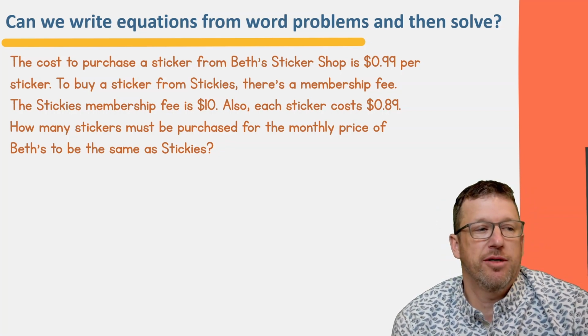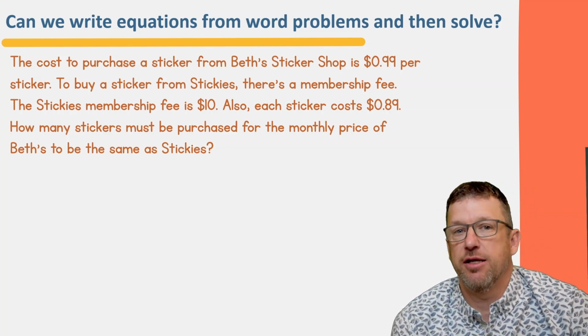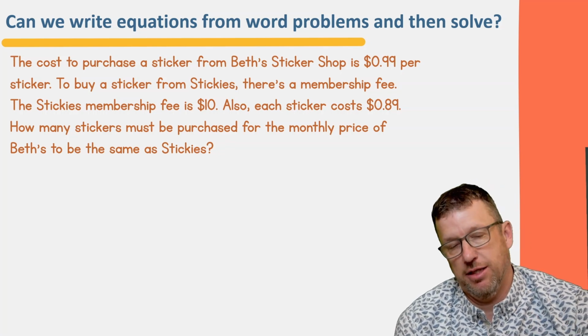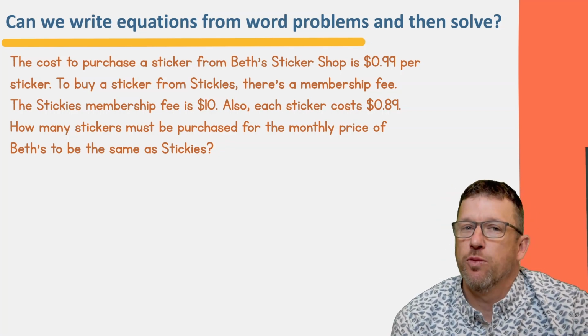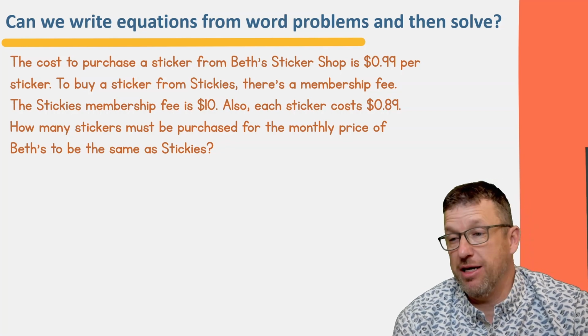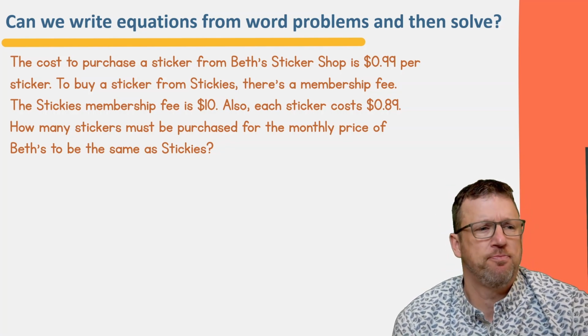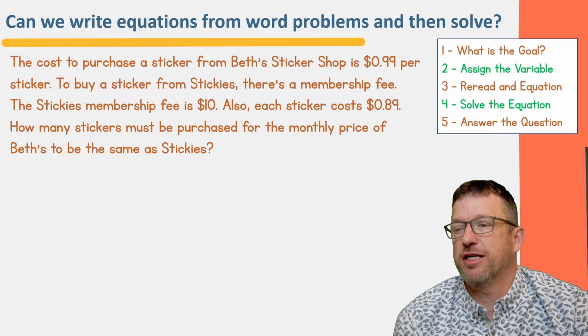All right, so one of them is just a flat cost per sticker, and the other one is a monthly fee plus a cheaper cost per sticker. So when will it be a better deal, or when will they be the same cost for both of them? Okay, so in order to solve this, here were our steps, right?